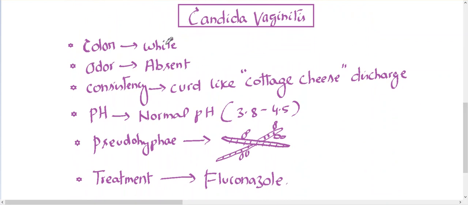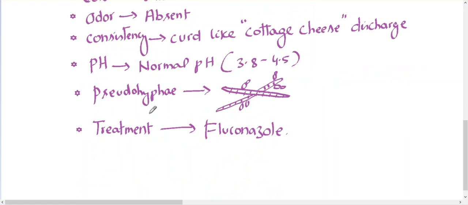So the color is white, the odor is absent, consistency is curd-like, cottage cheese discharge, very important. pH is normal, unlike the pH we saw in bacterial vaginosis, more than 4.5, and trichomoniasis, more than 4.5. However, in candidiasis it's 3.8 to 4.5. That's the normal pH. And how do you diagnose candidiasis?